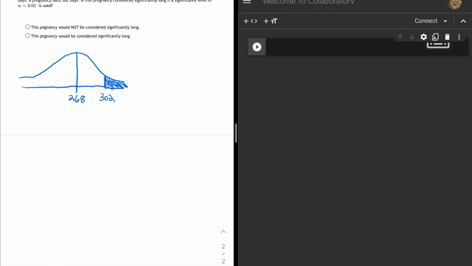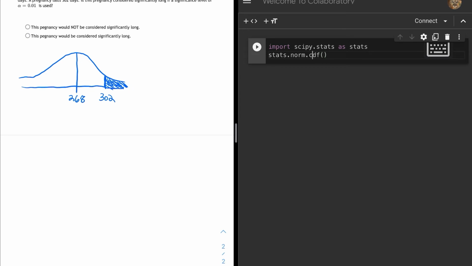The trouble with doing this on the iPad sometimes. There you go. So I'm going to import SciPy, and I'm going to import SciPy.stats actually. So I'm going to import SciPy.stats as just stats. And then I'm going to call that stats object, and I'm going to do stats.norm.cdf for the cumulative distribution function.